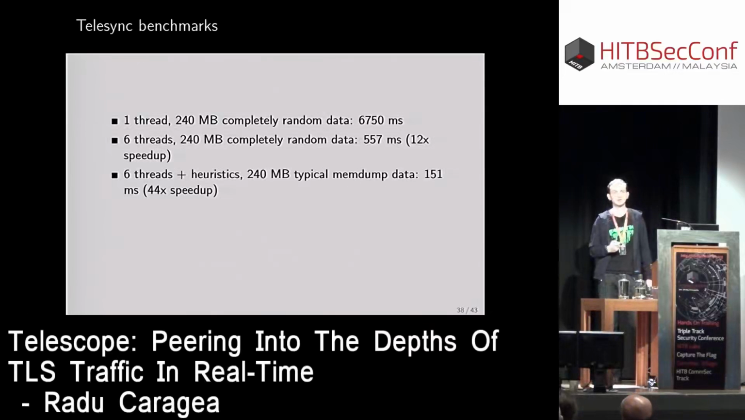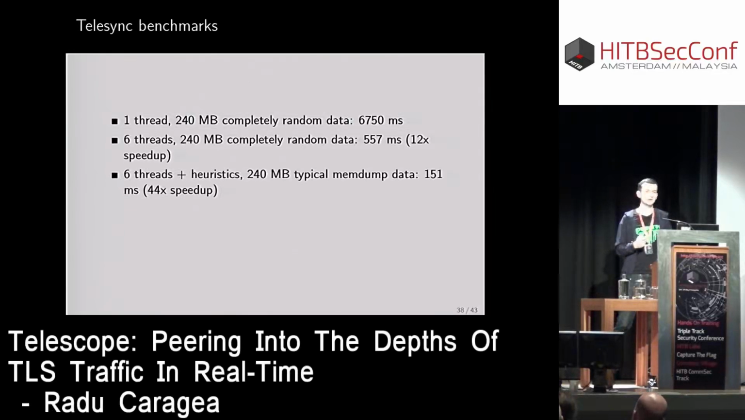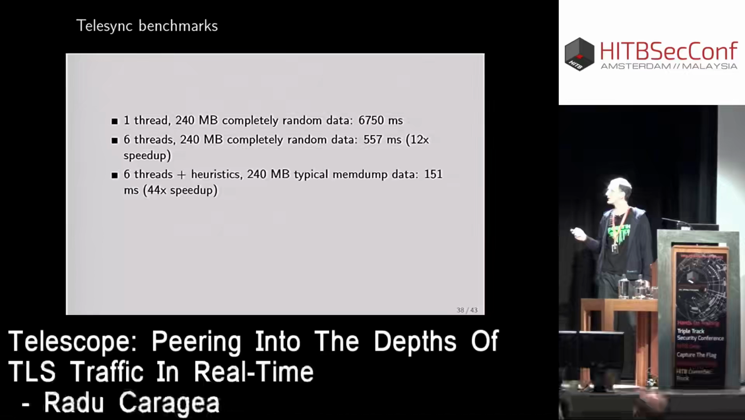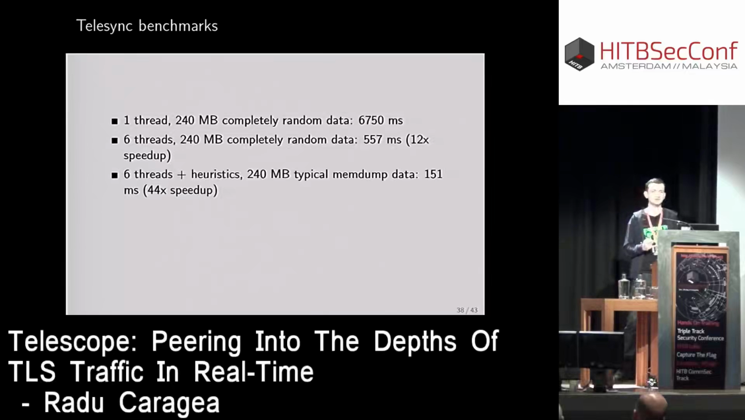Some numbers again. If you have a memory dump that is completely random, which isn't usual in practice, and you try getting the GCM keys, it will end up about 7 seconds. If you throw more hardware at it, more CPUs, you will get a really cool speedup. Here we only have 6 CPUs, but a 12 times speedup. You can read about it in the paper if you're really curious.